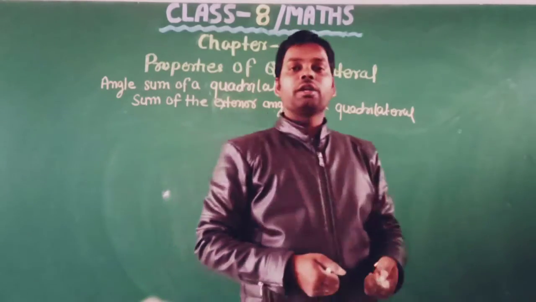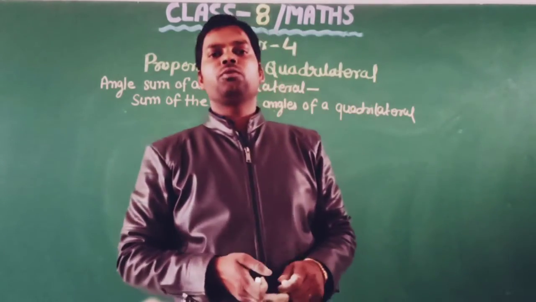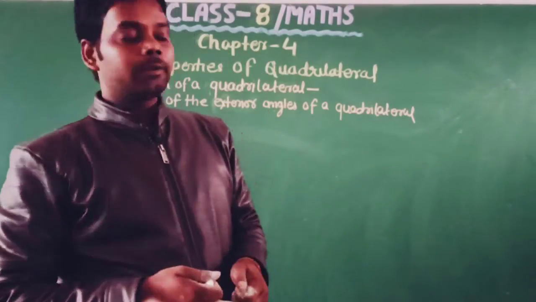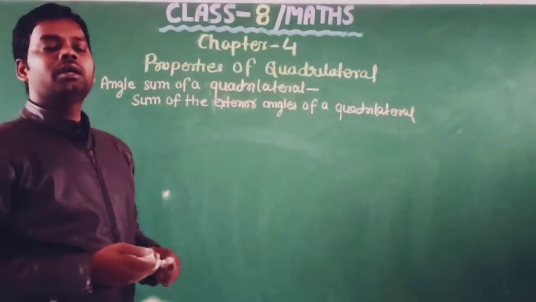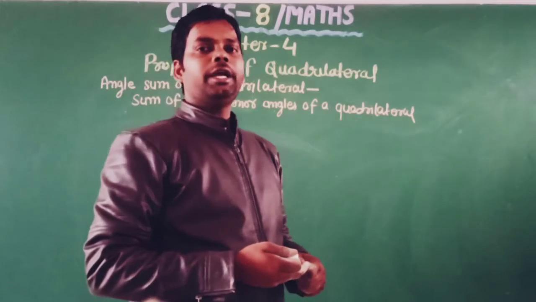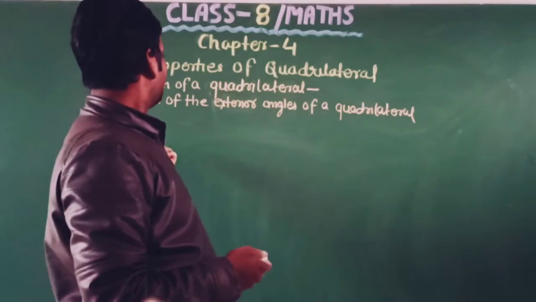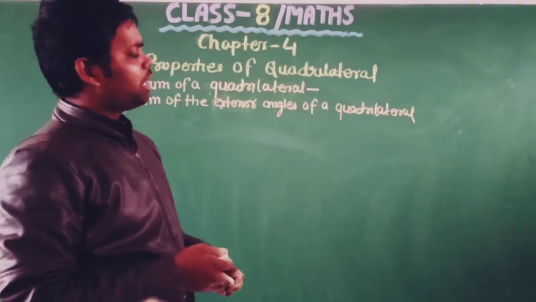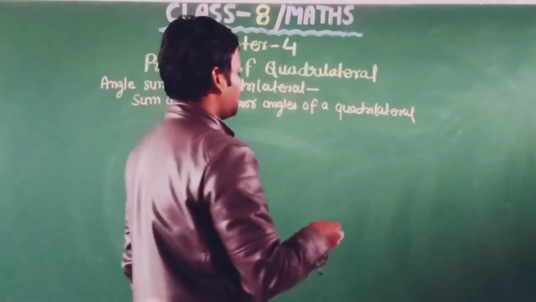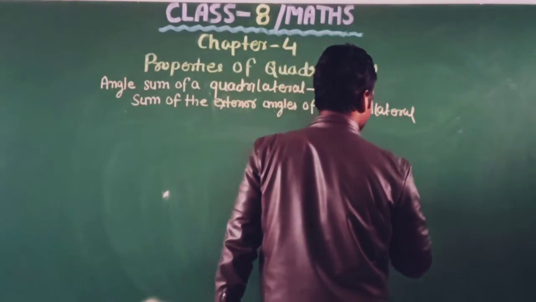Now we shall prove what the sum of the exterior angles of a quadrilateral is. To prove this, first we have to draw a quadrilateral. Suppose this is a quadrilateral.